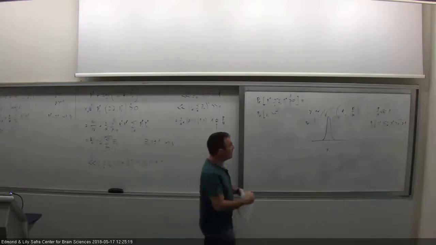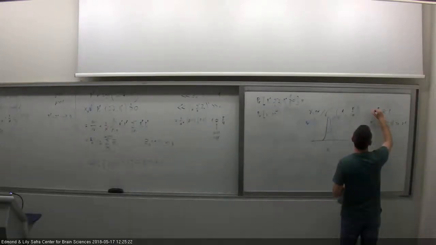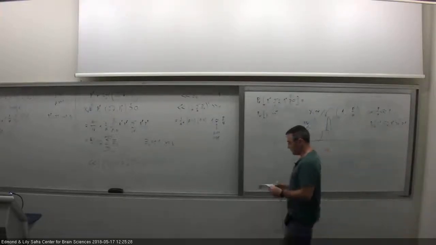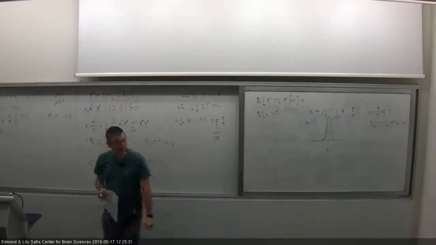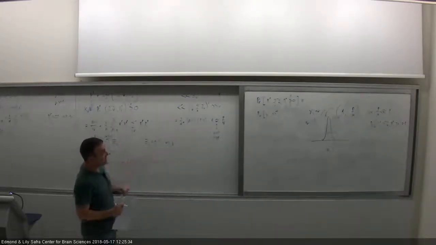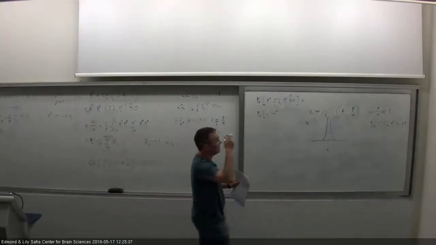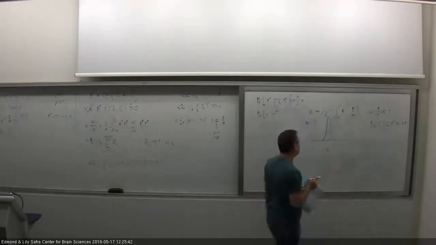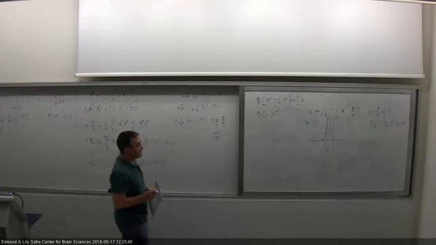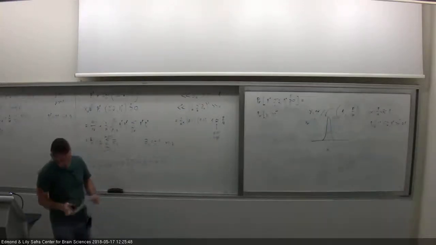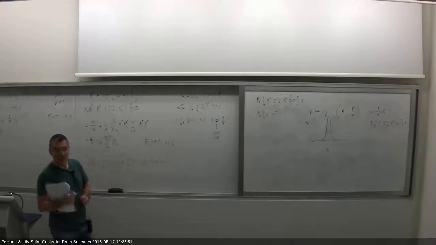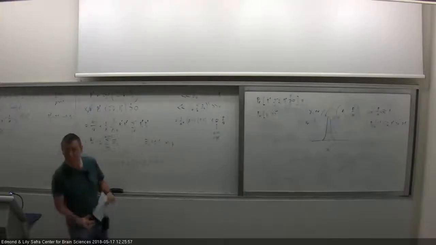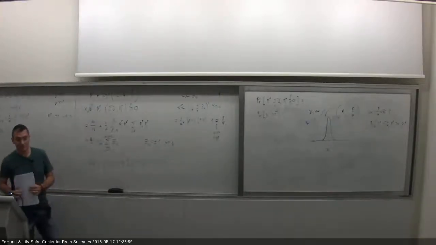It's common to denote p over N by the letter alpha. This would also be considered the memory load. And this very simple analysis implies that as long as alpha is much smaller than 1, then the memory patterns are fixed points of the dynamics. Questions? Is it clear what we've done so far?